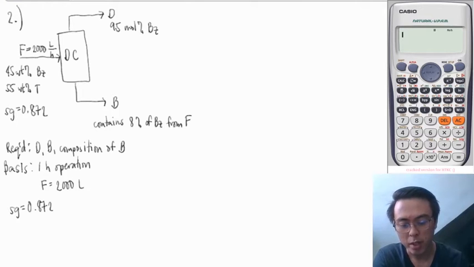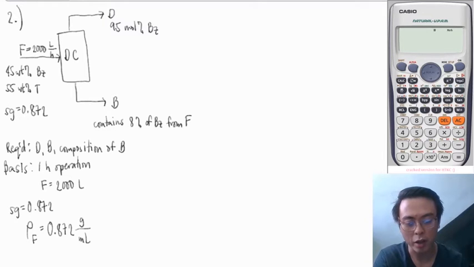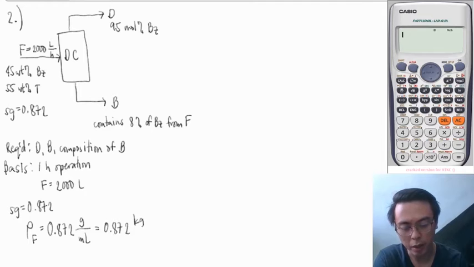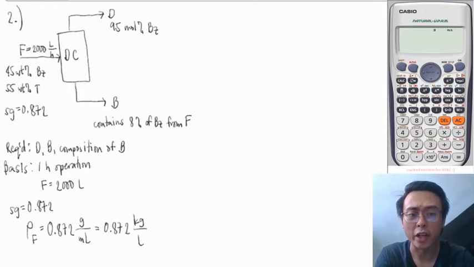Okay? So if the specific gravity is 0.872, this implies that the density of the feed is 0.872 grams per ml, or if we want to have an easier calculation, we can also represent this as 0.872 kilograms per liter. You can try converting it, and it would result to the same value. Okay, we are choosing to use the units kilograms per liter because your feed is in liters, and we can simply convert it to kilograms.